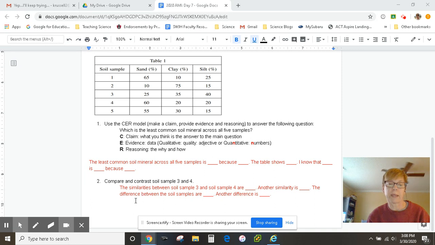So the sentence frame for question number 2, the similarities between soil sample 3 and soil sample 4 are blank. Another similarity or another thing that's the same between the 2 is blank. The difference between the soil samples are what? And then you can list another difference between only samples 3 and 4.